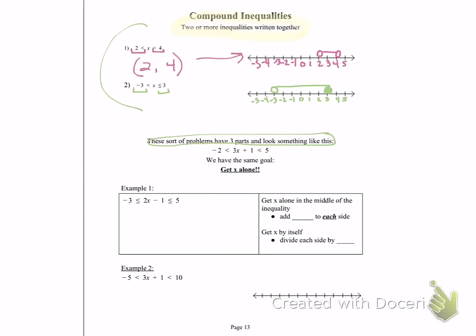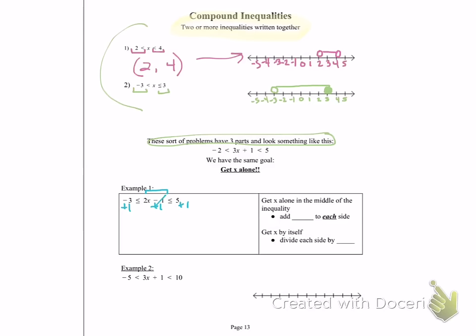If we look at example 1, whatever we do to solve and isolate the variable x is what we have to do to our other two numbers. So for example number 1, you can see in the middle I've got 2x minus 1. I have to isolate the variable, so the first step is to add 1. Whatever I do to the middle, I have to do to the other two numbers as well. So I'm doing that 3 times.